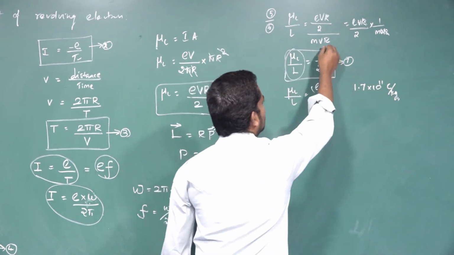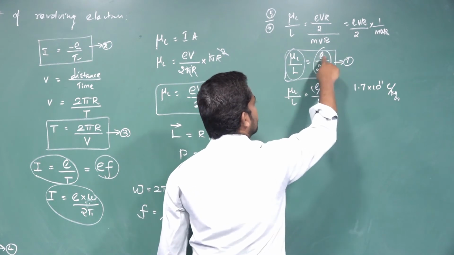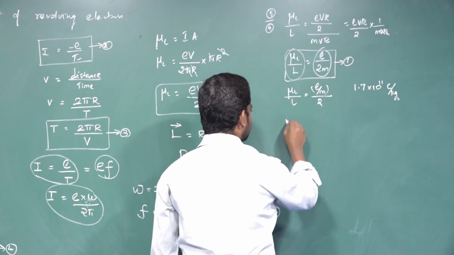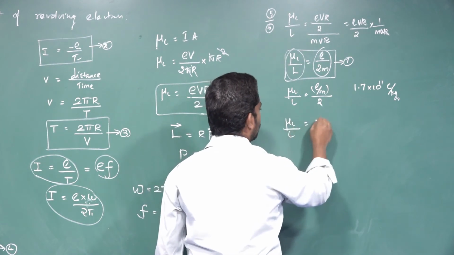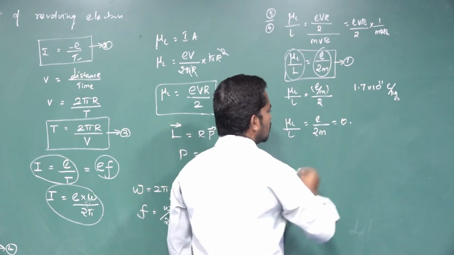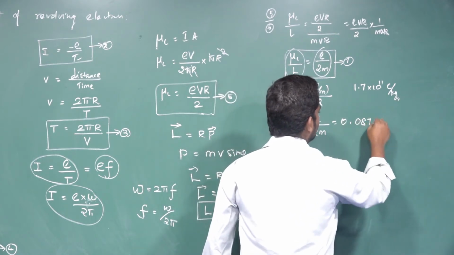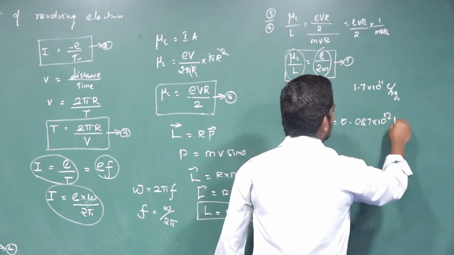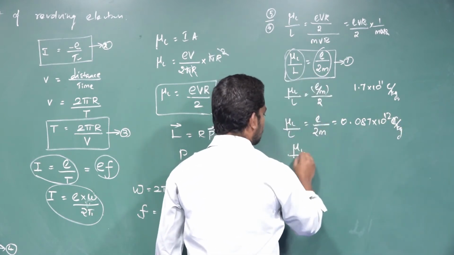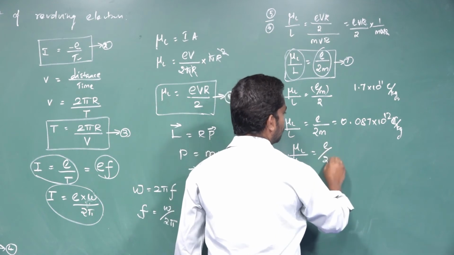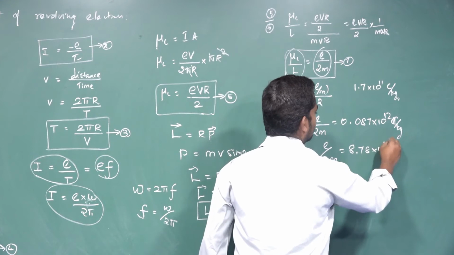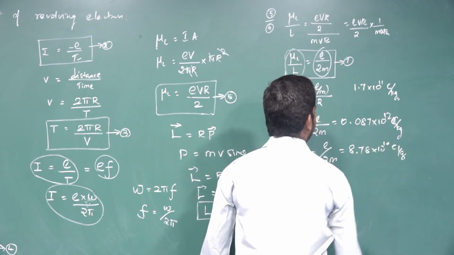See, I want to calculate this E divided by 2m. E is the charge of the electron, m is the mass of the electron. Here, mu L divided by L is equal to E divided by 2m, which is equal to 0.0878 into 10 power 12 coulomb per kilogram. So mu L divided by L is equal to E divided by 2m, which is equal to 8.78 into 10 power 10 coulomb per kilogram.